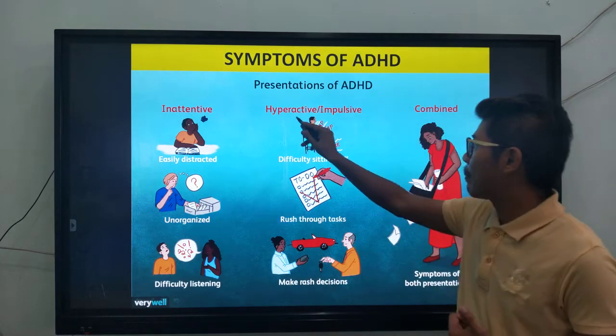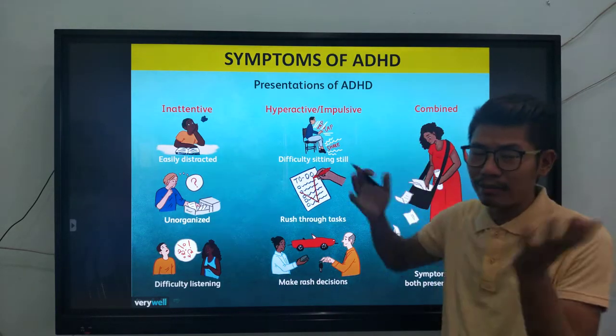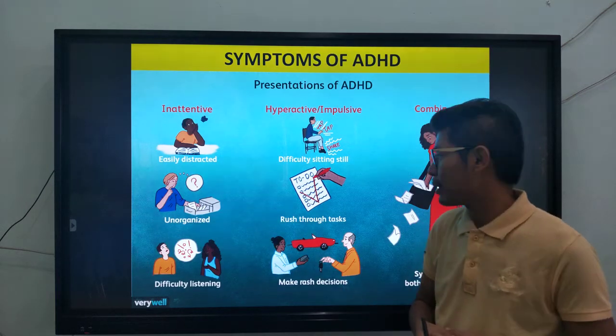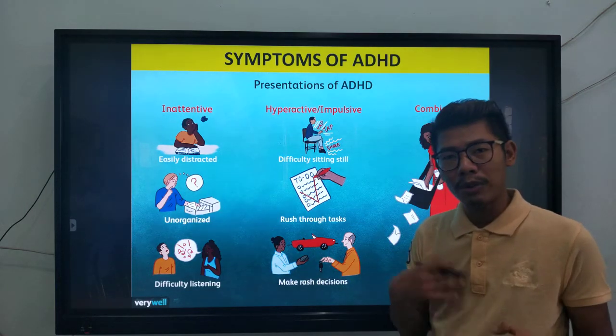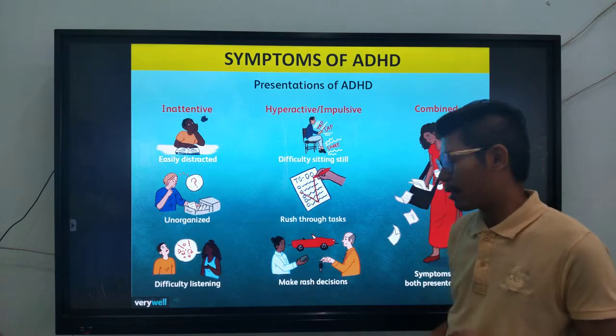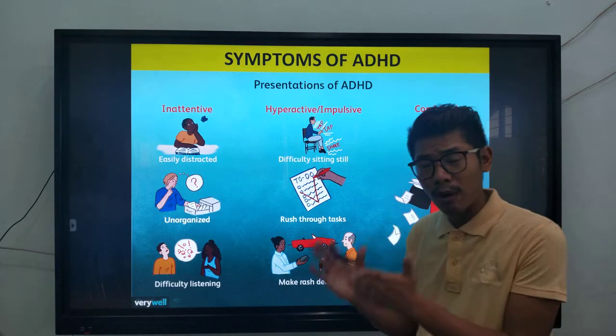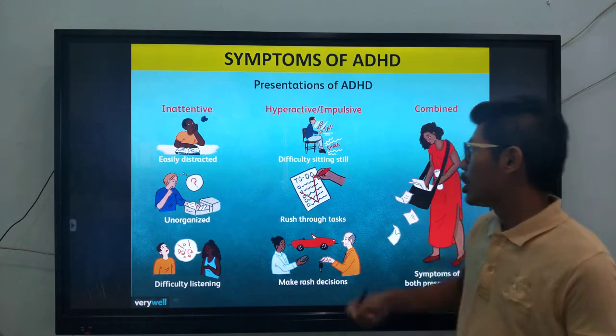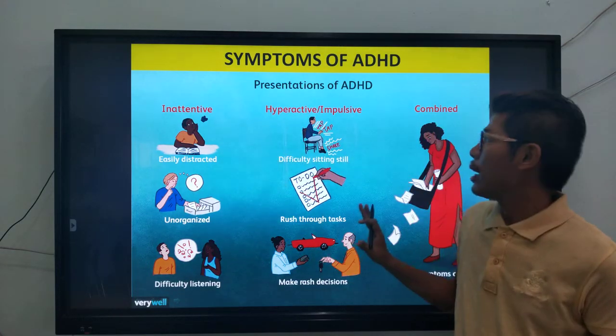Then at the same time, hyperactive or very impulsive. Means you want to do many things at the same time, and you are always rushing to do work, and making rushed decisions. That means you don't think properly about what is going to happen in the future, but you just randomly make a decision instantly. So these are some of the symptoms of this ADHD.